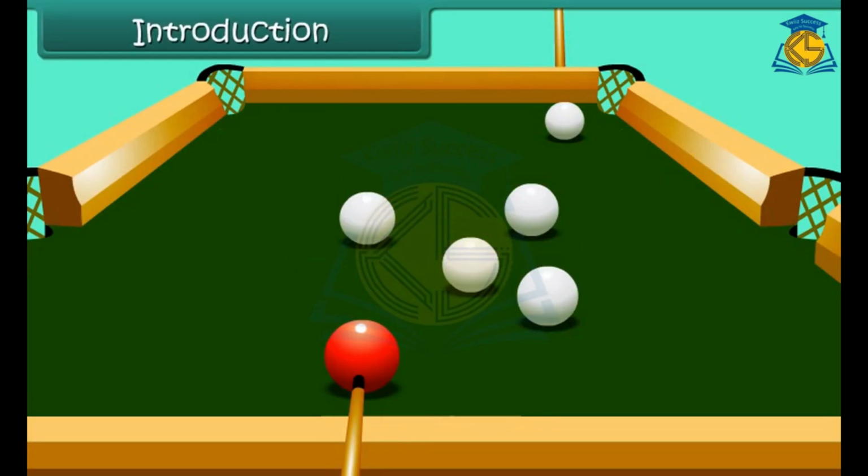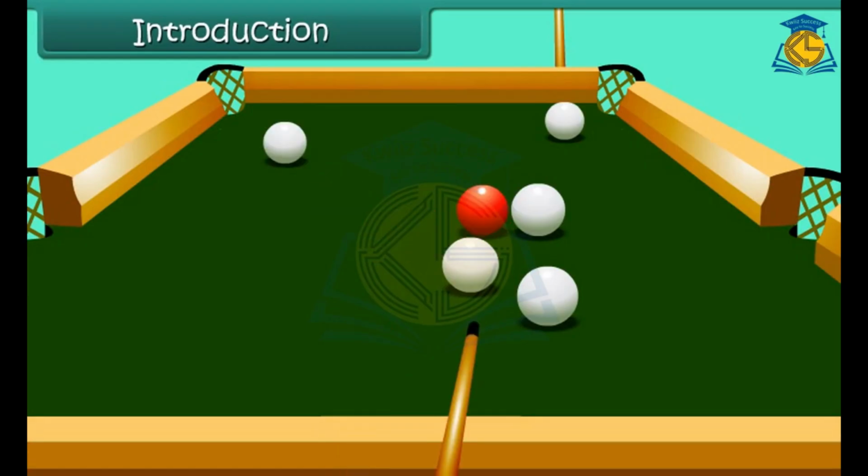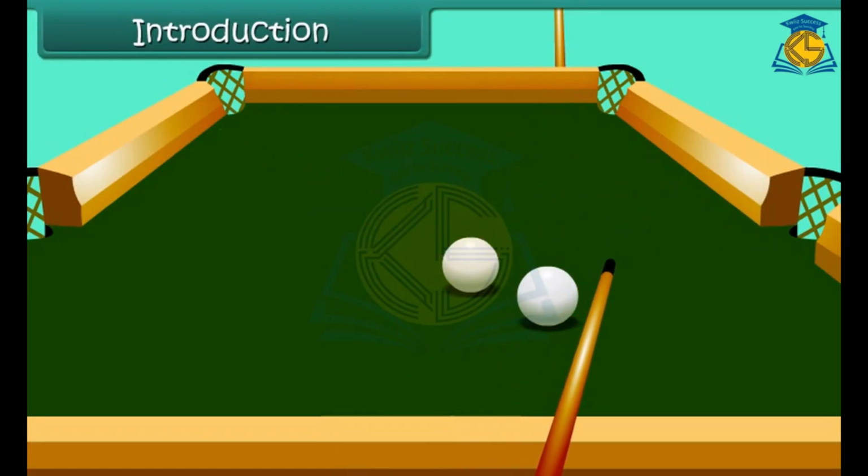This is a pool table. When the ball is hit, it moves to a certain distance and slowly comes to a halt. How and why does this happen? Let's start the lesson and find answers to such questions.